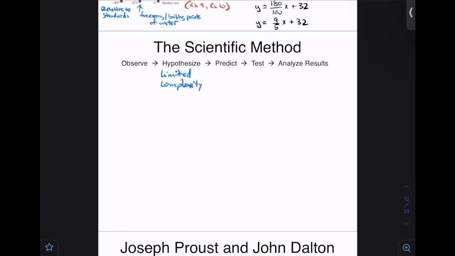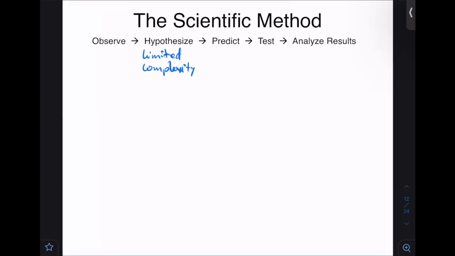Starting out, I don't really have a lot of data to work with. I'm interested in studying this subject, but I really don't know, right? So I make a limited complexity hypothesis, and then I make a prediction, and I'll go ahead and test that hypothesis with some scientifically designed experiment, and I'll analyze the results. And from those results, I'm going to see whether or not they support my hypothesis.